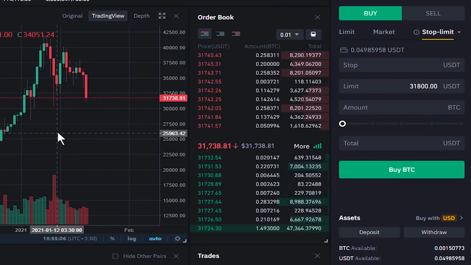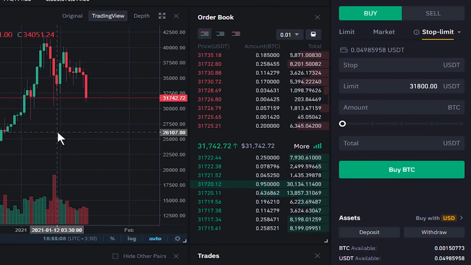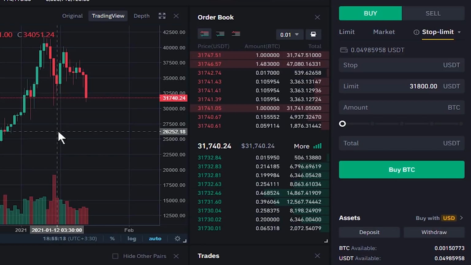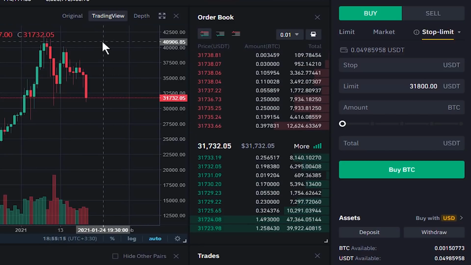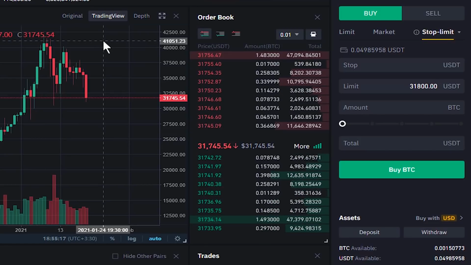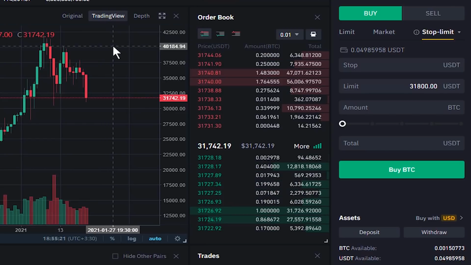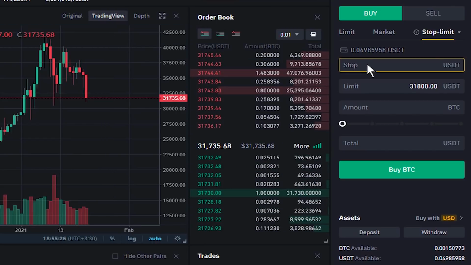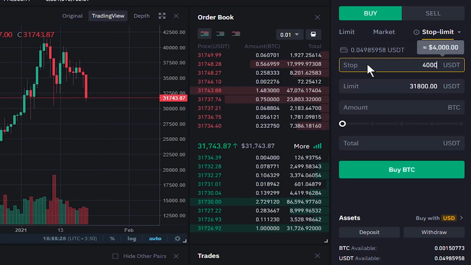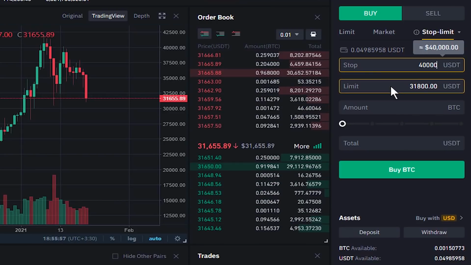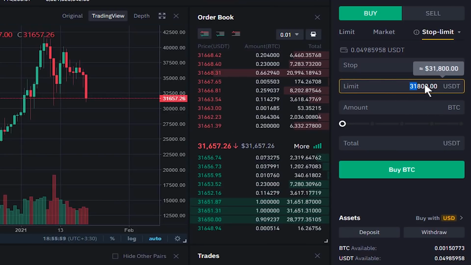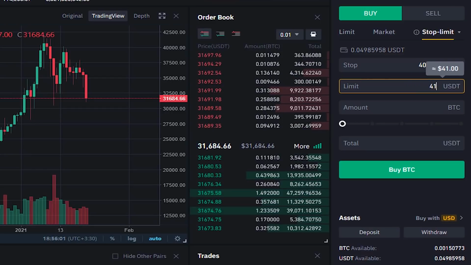A stop limit buy order is useful, for example, when you forecast the starting of an uptrend, when the price possibly breaks a resistance level and you think after breaking that the price is going to advance. So consider this level is 40,000 and we set the stop price to 40,000 here, and for the limit price we set it a little higher. For example, we set it on 41,000.